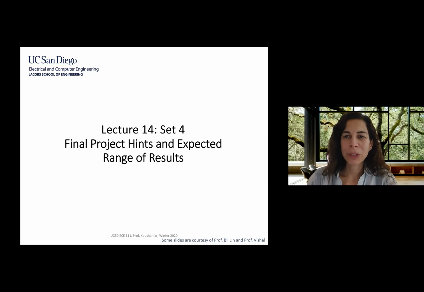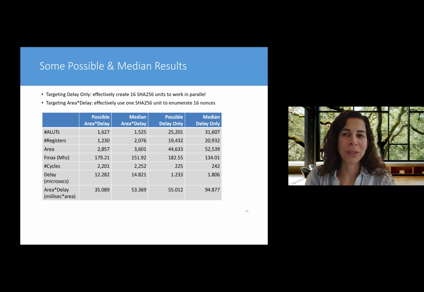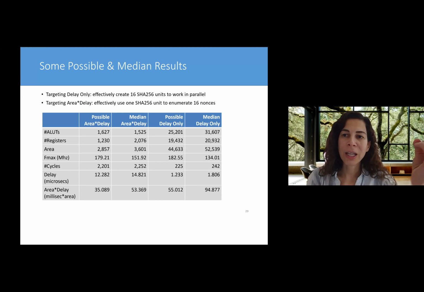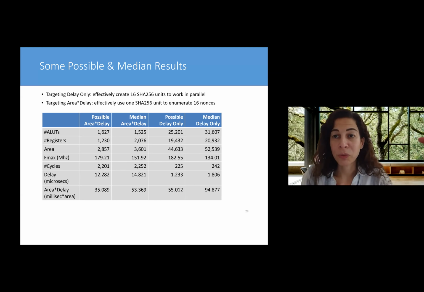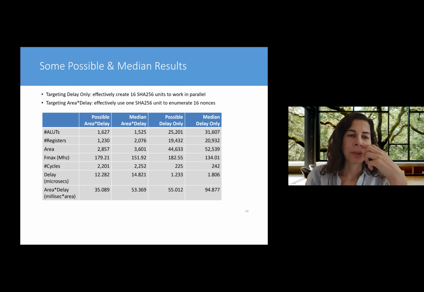I will continue with describing the final project and talking about some expected range of results for the project. Of course, the numbers may not make much sense to you at this point because you have probably not implemented the design, but this is something for you as a reference. Once you do the design, you can come back and see what kind of numbers you've got. And if the numbers are completely off, then you know that you could do better than that. This is just to guide you on your optimization.